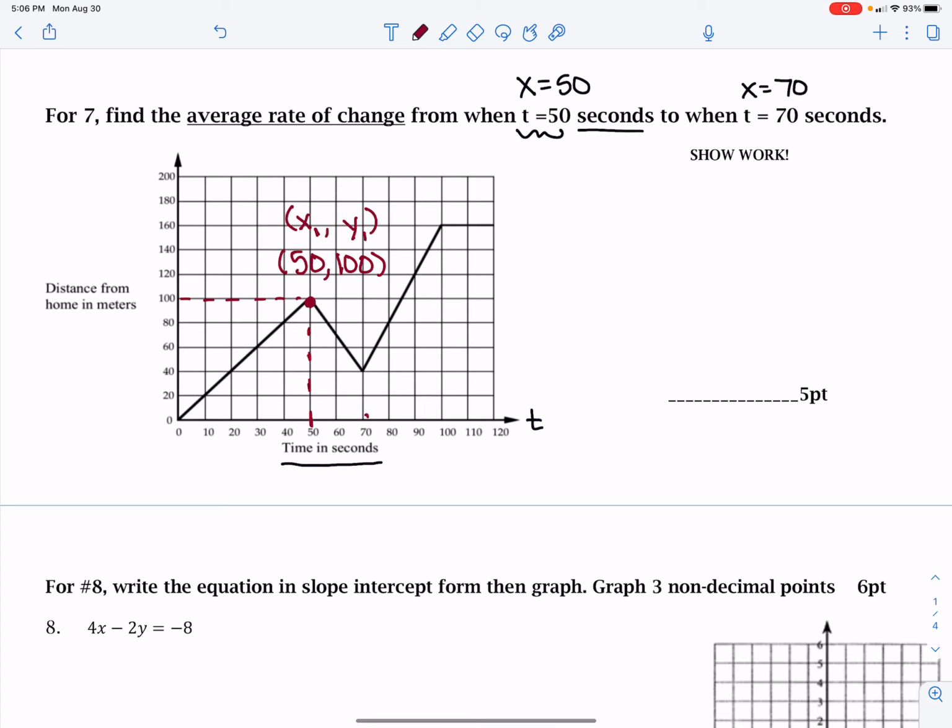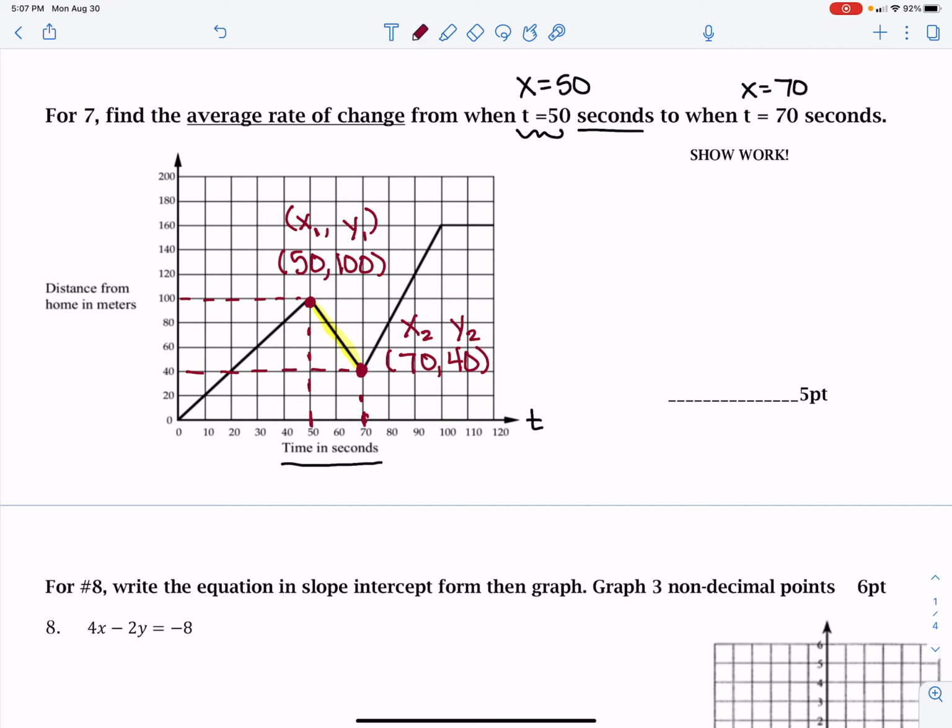Okay. Our second ordered pair would be at 70. So that would be 70, 40. And that would be x2, y2. Okay. And we're only looking for the slope between these two values here. Right? So we're not looking for everything else, just the slope between those two there, which I just highlighted.